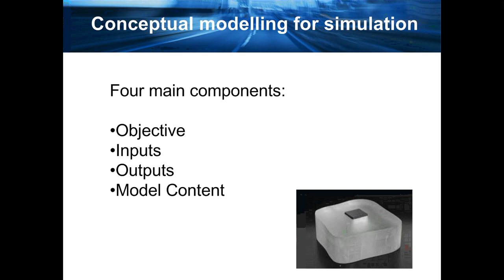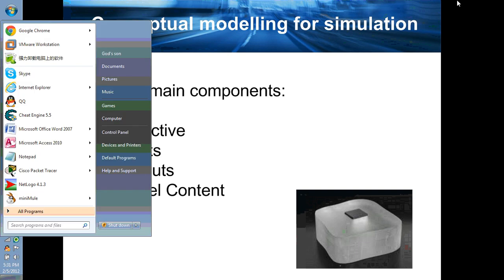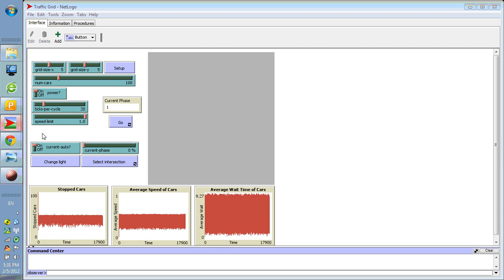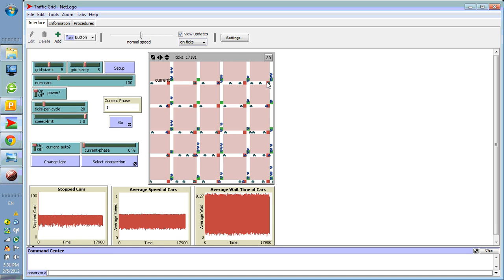I would like to give an example of what conceptual modeling is about, particularly for simulation. There's a software I used for modeling simulation. The name is called NetLogo. So this model focuses on the question of how the number of cars and the speed limit affect the average speed of cars. So this will be the objective. The number of cars here and other factors like speed limit will be the input. The number of stopped cars, the average speed of cars, and the average waiting time for cars will be the output.